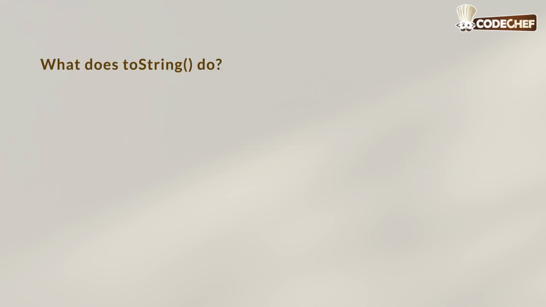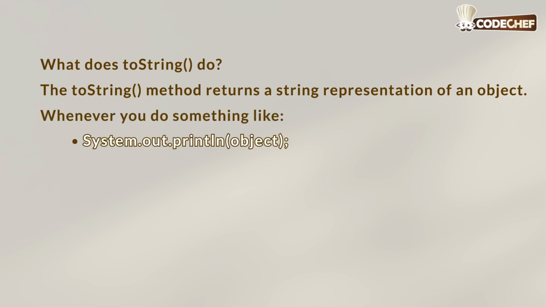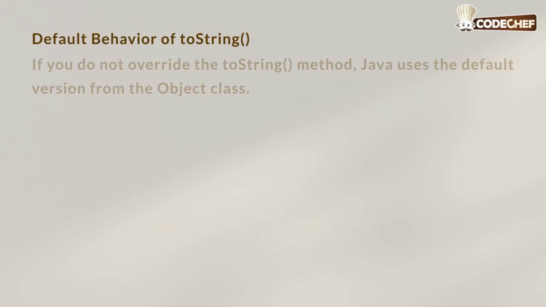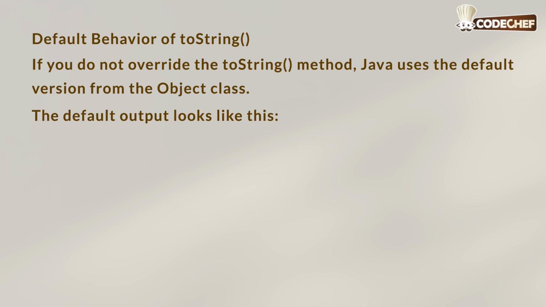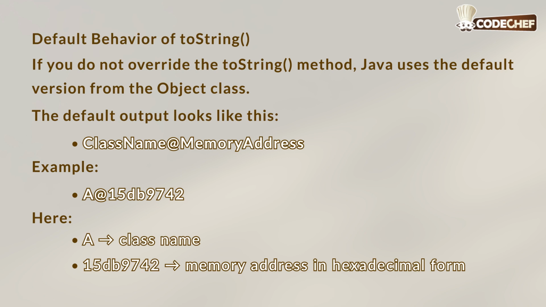What does toString do? The toString method returns a string representation of an object. Whenever you do something like System.out.println(object), Java automatically calls object.toString() to decide what should be printed. Now, the default behavior: if you do not override the toString method, Java uses the default version from the Object class. So the default output looks something like this: the class name at memory address. For example, A@15db9742. Here A is the class name and the rest is the memory address in hexadecimal form.